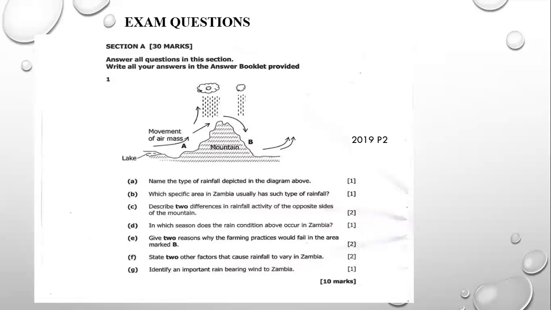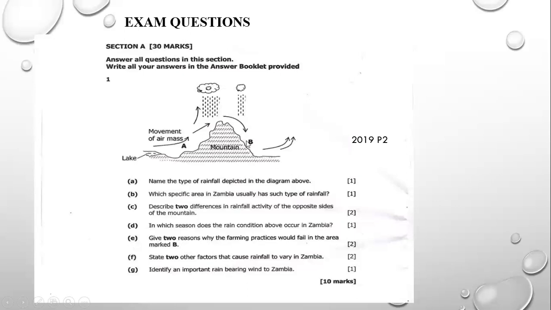Let's get to question D, which says, in which season does the rain condition above occur? This is during the rain season. Let's get to E, which says, give 2 reasons why farming practices would fail in the area marked B.